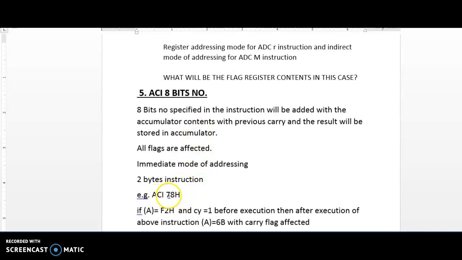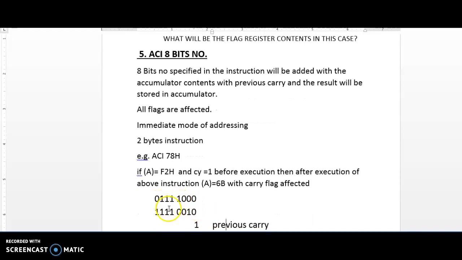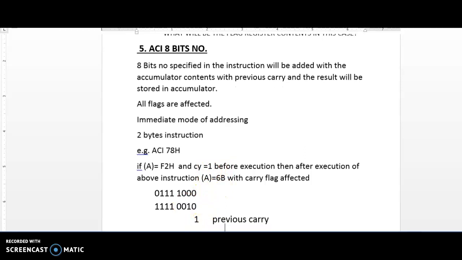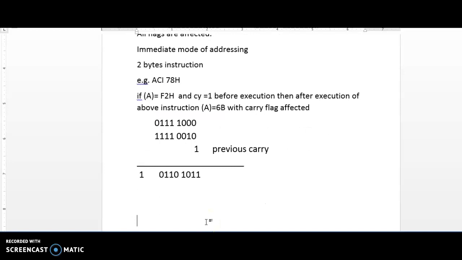So, if I say ACI and then 78, if accumulator was F2 and the carry was 1 before execution, then after execution, accumulator contents become 6B. Why? 78 plus F2 plus previous carry, all the things will be added, and whatever is the answer is nothing but this. It has generated a carry. So from this particular answer we will see what will be the flag register. So this is how your ACI instruction works.